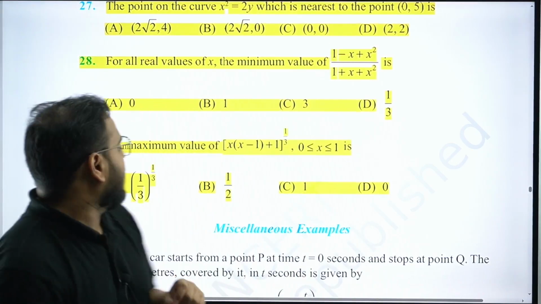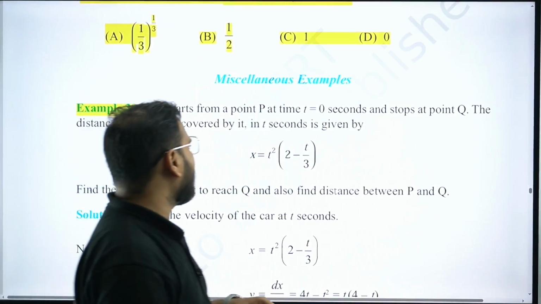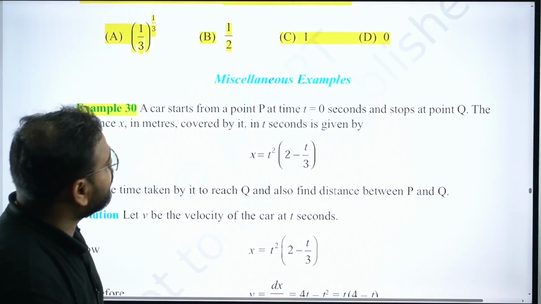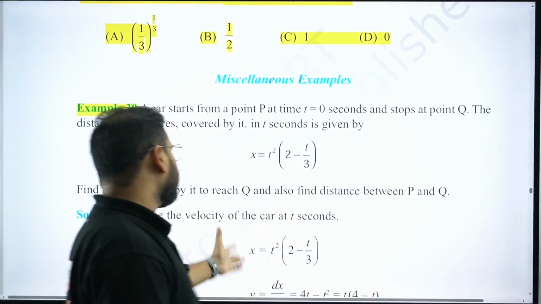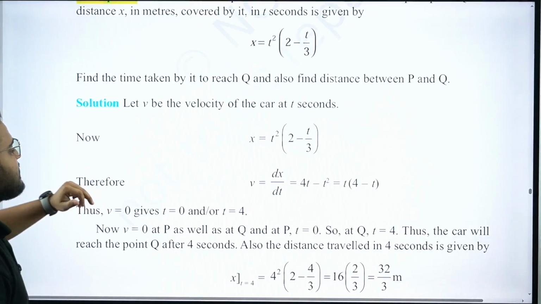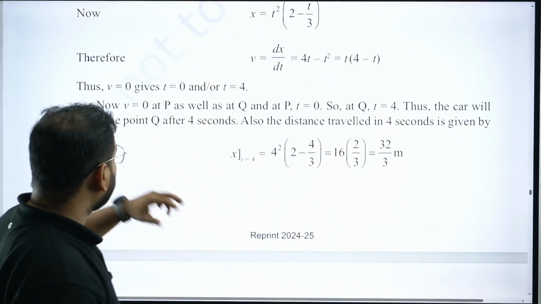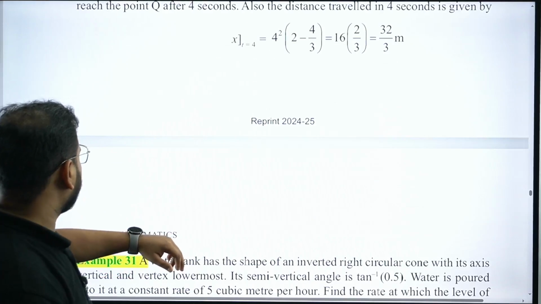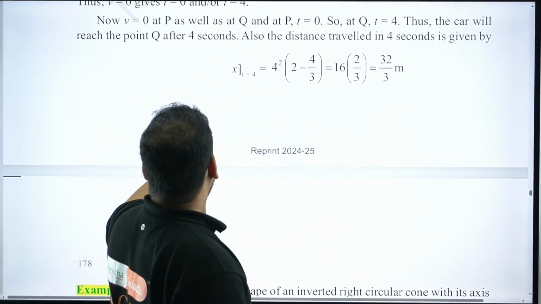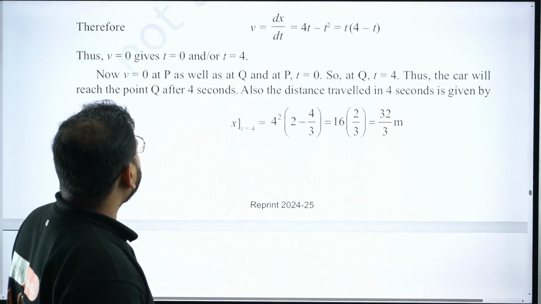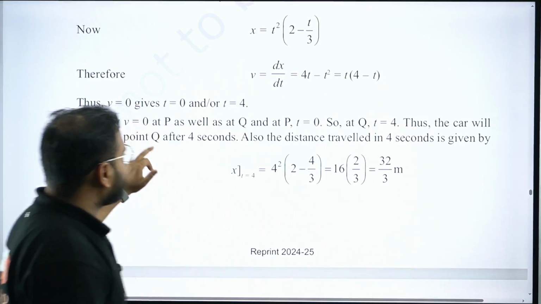Okay, now miscellaneous bacha, you have example number 13. Yes, so a car starts from a point P at a time t equal to 0 seconds, stops at Q. The distance x in meters covered by it in t seconds is given by the function over here. You have to find the derivative to find the critical points. We have this 0 and 4. Okay, and then you find the second derivative. Now, we are looking to find the rate of change. All right, what are they asking us? Find the time taken to reach Q. Chaliye. So please solve this question as well.